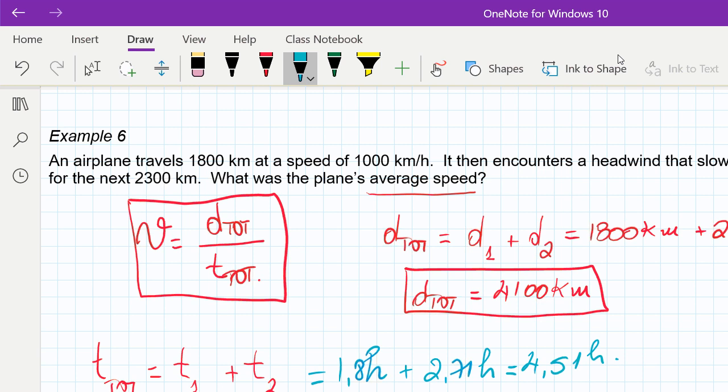4.51 hours. And now we can find the average speed as the total distance over total time, 4,100 kilometers over 4.51 hours. And this should be 911.11 kilometers per hour.